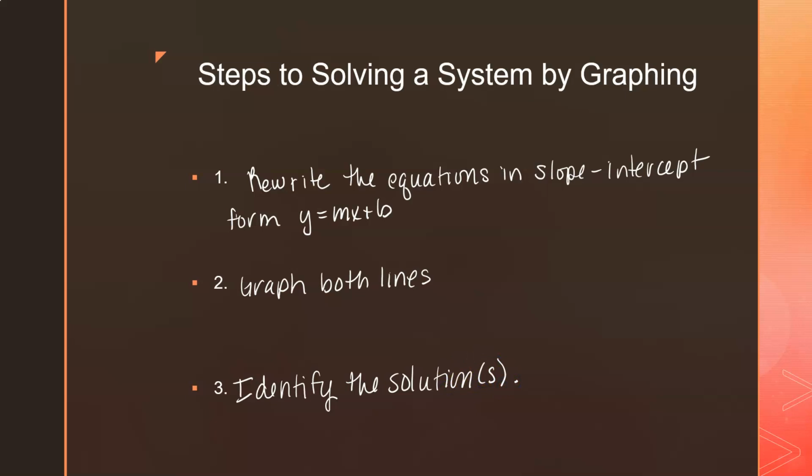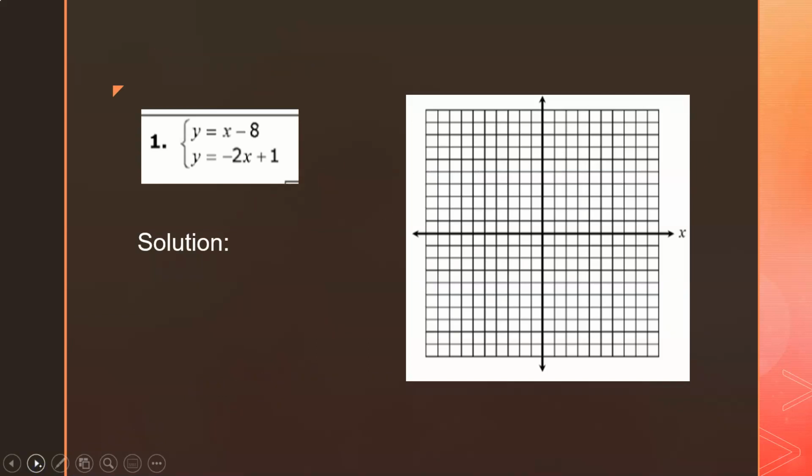All right, let's see how this goes. Let's just do one together. Okay, so here's our system. We have y equals 8 minus x and y equals negative 2x plus 1. Luckily, those are already in slope-intercept form, so all we need to do is graph them.